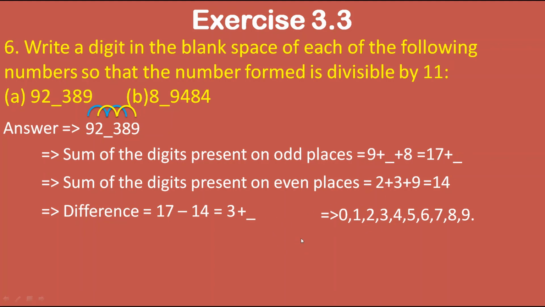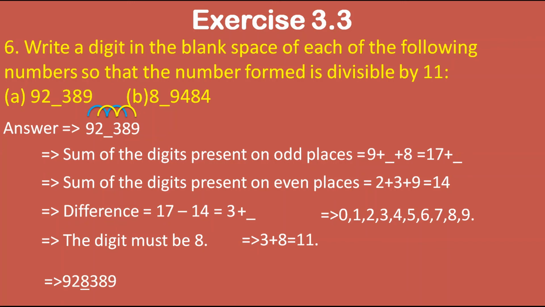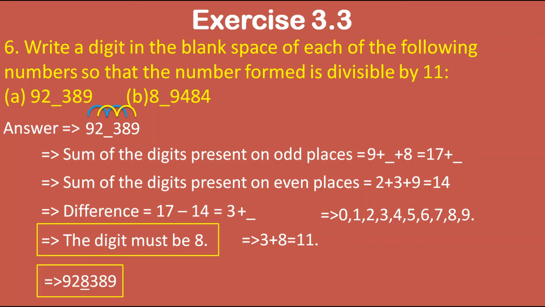Means 11 is a multiple of 11, right? So we can't get 0 as the answer. We will get a multiple of 11 only. So as we know, 3 plus 8 is 11. Therefore the digit must be 8. So the number we will get by putting 8 is 9,28,389. We can cross check it.